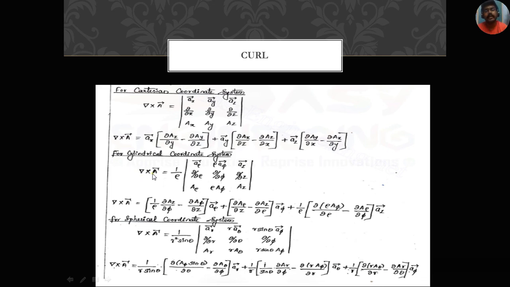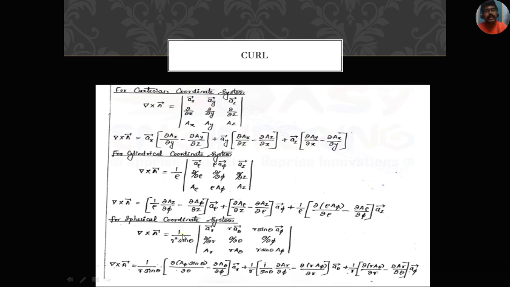And for cylindrical, del cross A is equal to 1/ρ into the determinant with rows aρ, ρ aφ, az; ∂/∂ρ, ∂/∂φ, ∂/∂z; Aρ, ρ Aφ and Az. If you perform the multiplication, you can get the format like this.